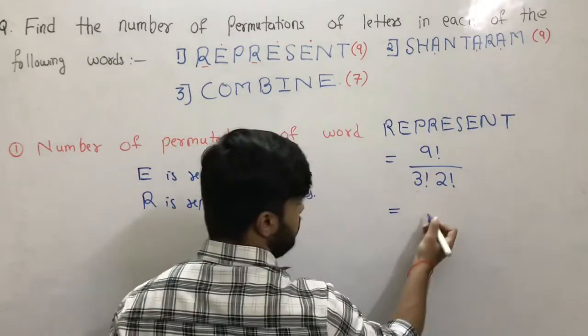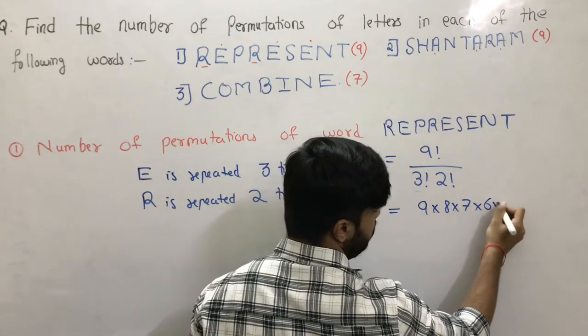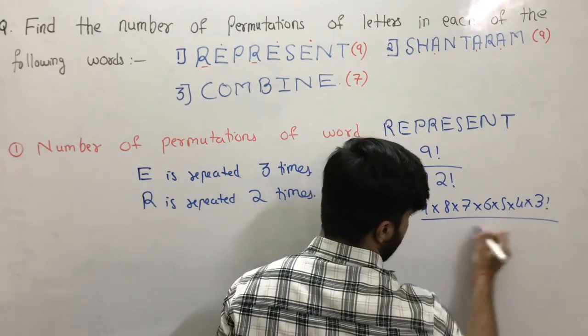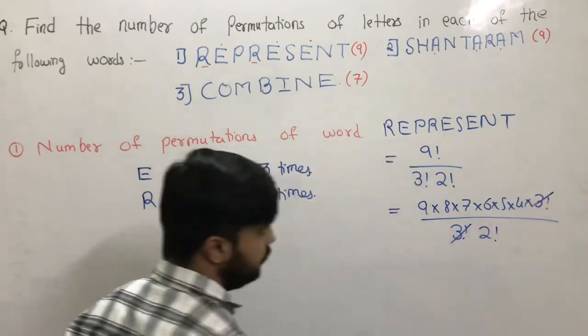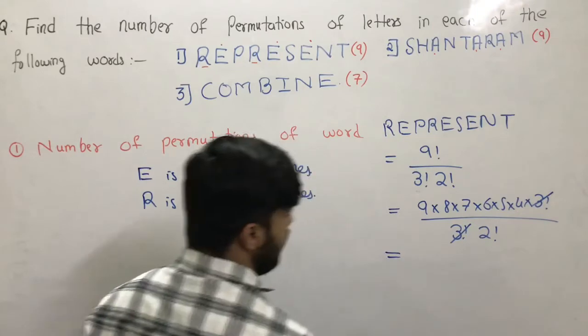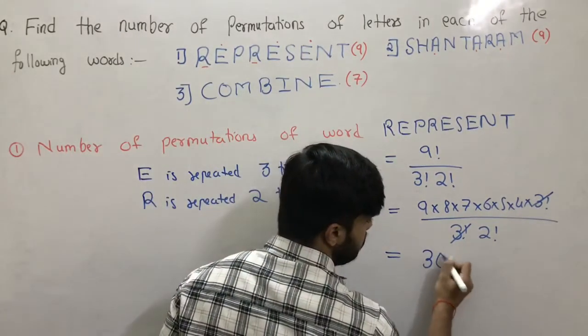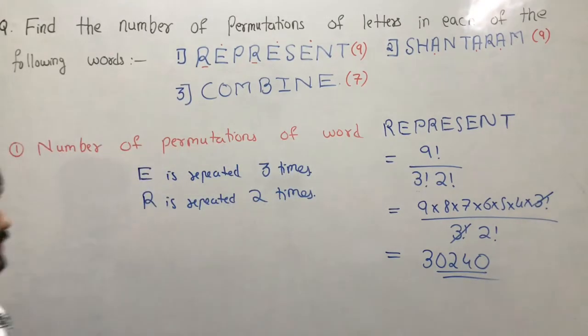So it will be 9 into 8 into 7 into 6 into 5 into 4 into 3 factorial upon 3 factorial into 2 factorial. So 3 factorial is gone, and after solving this, the answer will be 30240. So this is for the word represent.